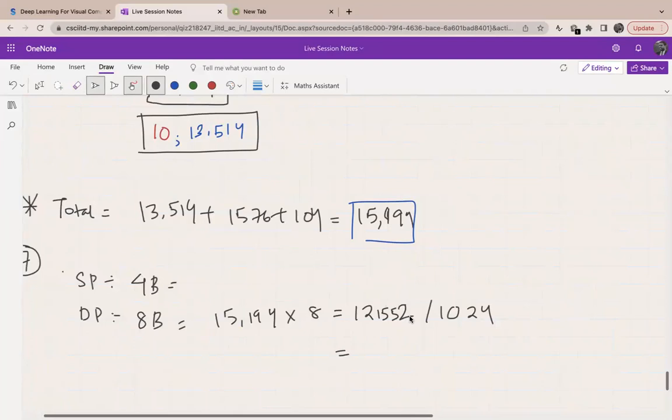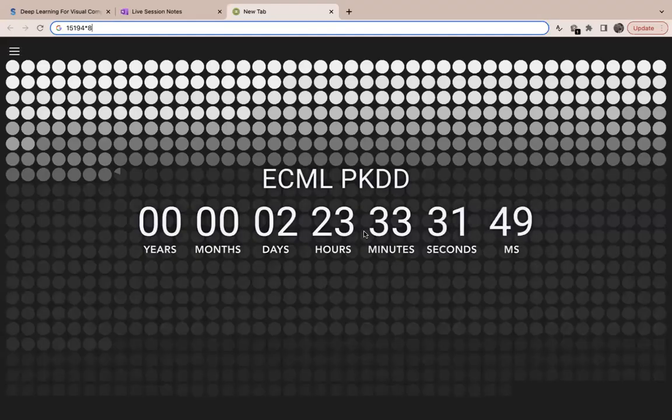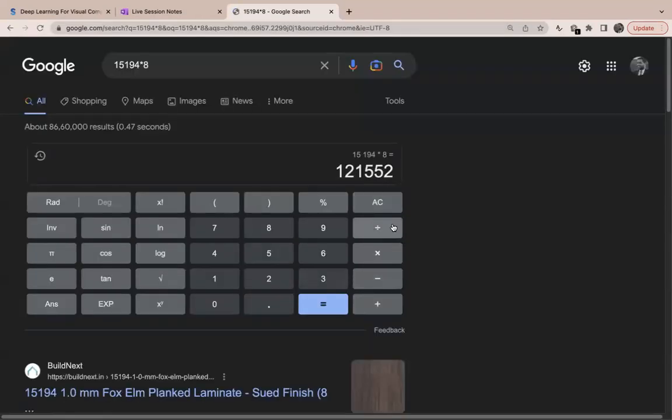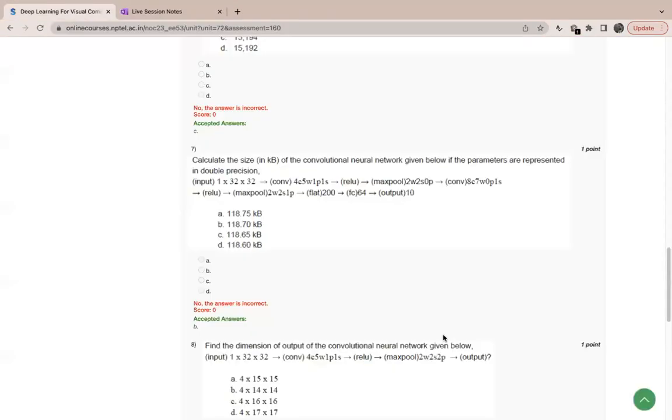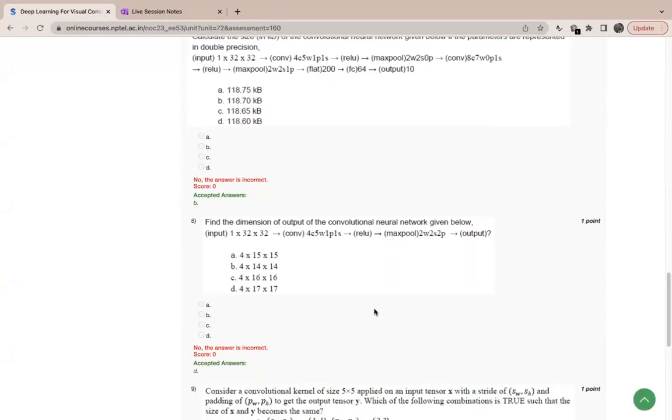by 1024. Let me divide this by 1024, and the answer is 118.70. So 118.70, and the answer is B.